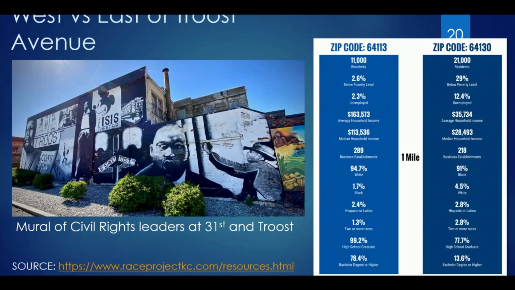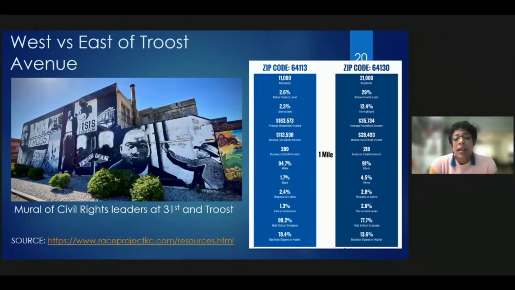Where you have 91% Black people on the right side and 95% white people on the left side, you can very clearly see these kind of indicators of health, well-being, life chances and wealth attainment. All of those sorts of things look very different within a 1 mile radius.